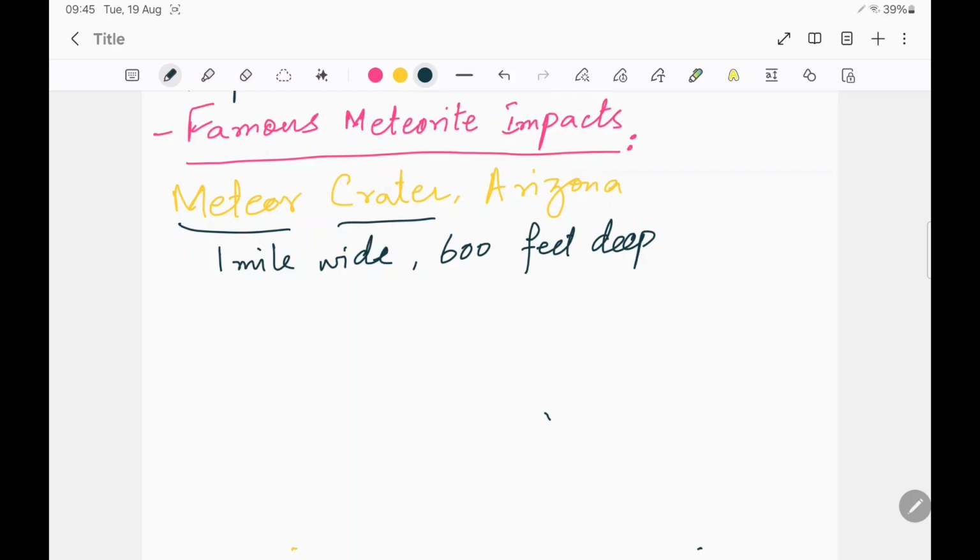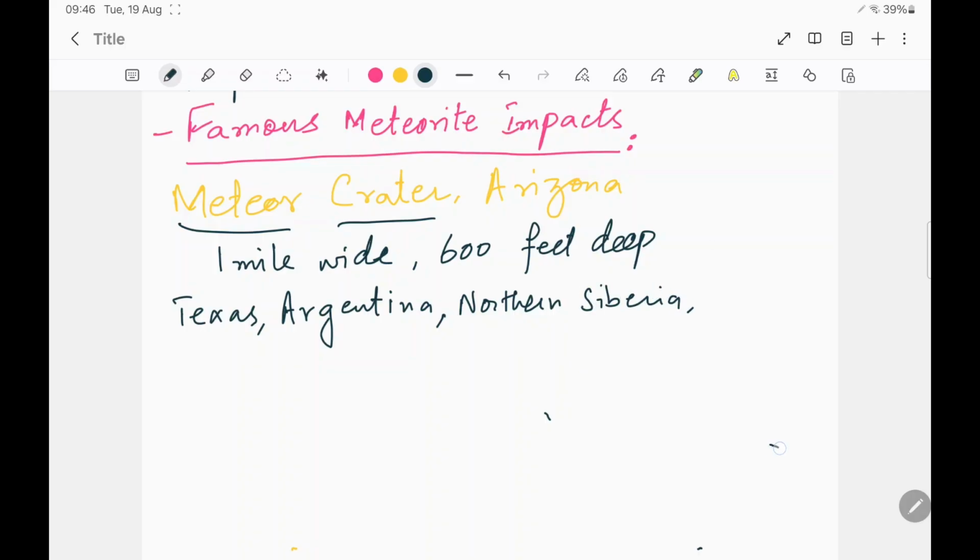And the other impact sites which are famous, they are in Texas in USA, then in Argentina, in South America, then in northern Siberia, then in South West Africa, and in Greenland as well.